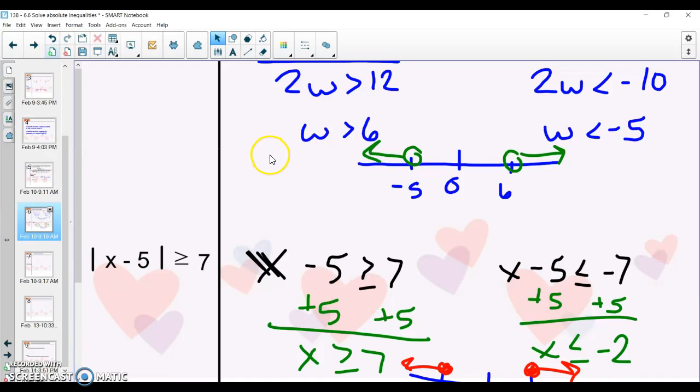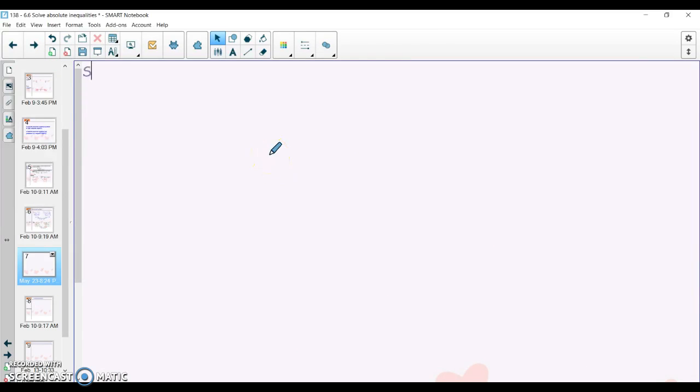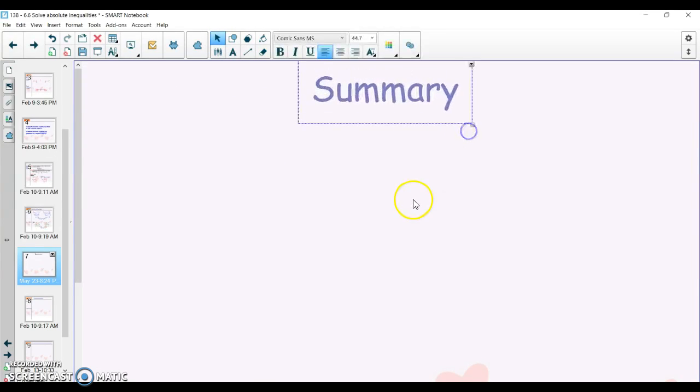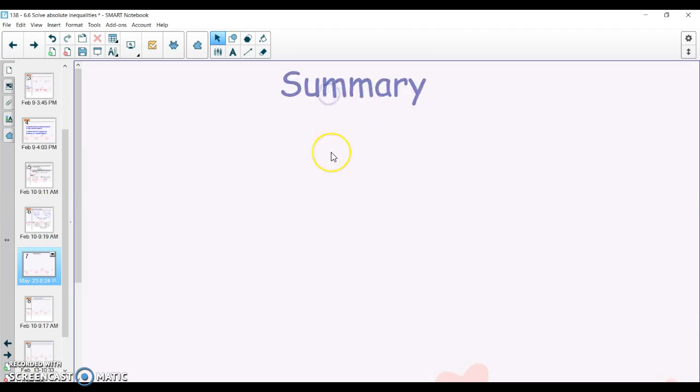Now, I want you to go and write your summaries. And remember, our essential question for today is, what does absolute value mean? So take some time, write your summary, and then you'll work on your individual practice.